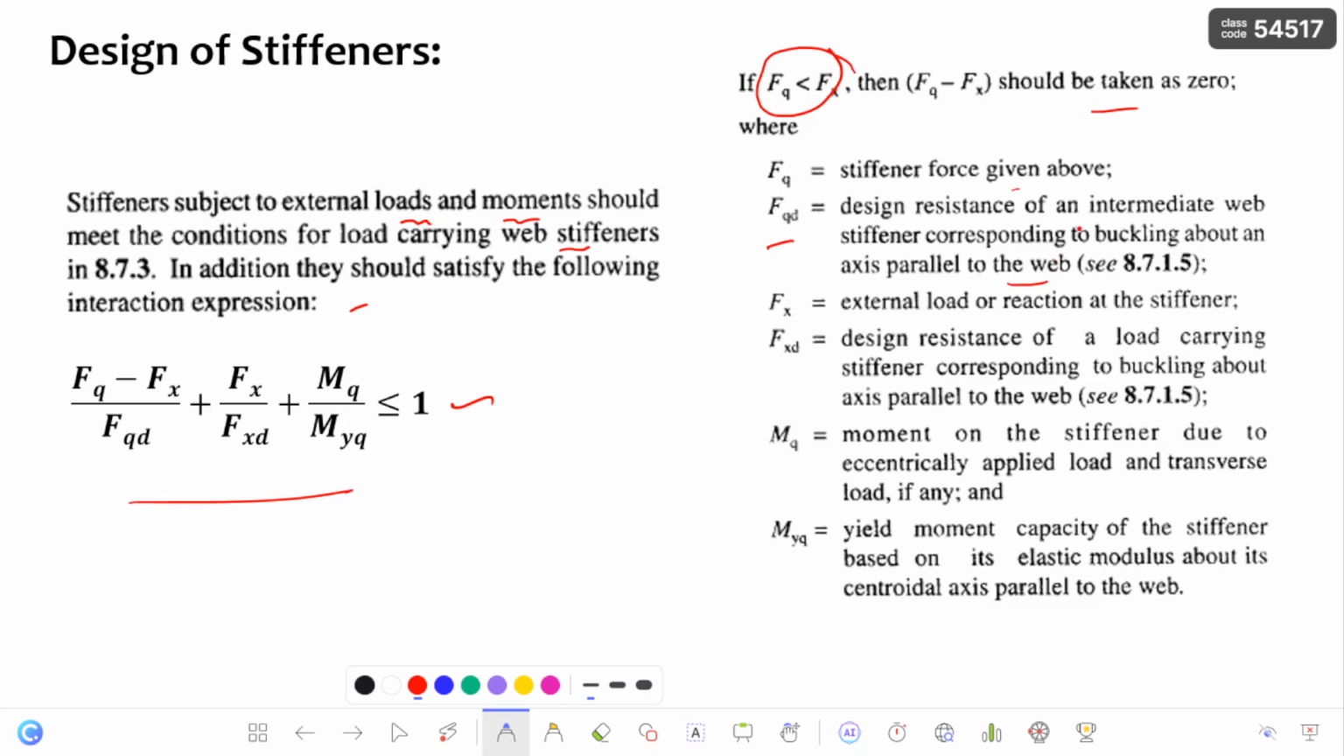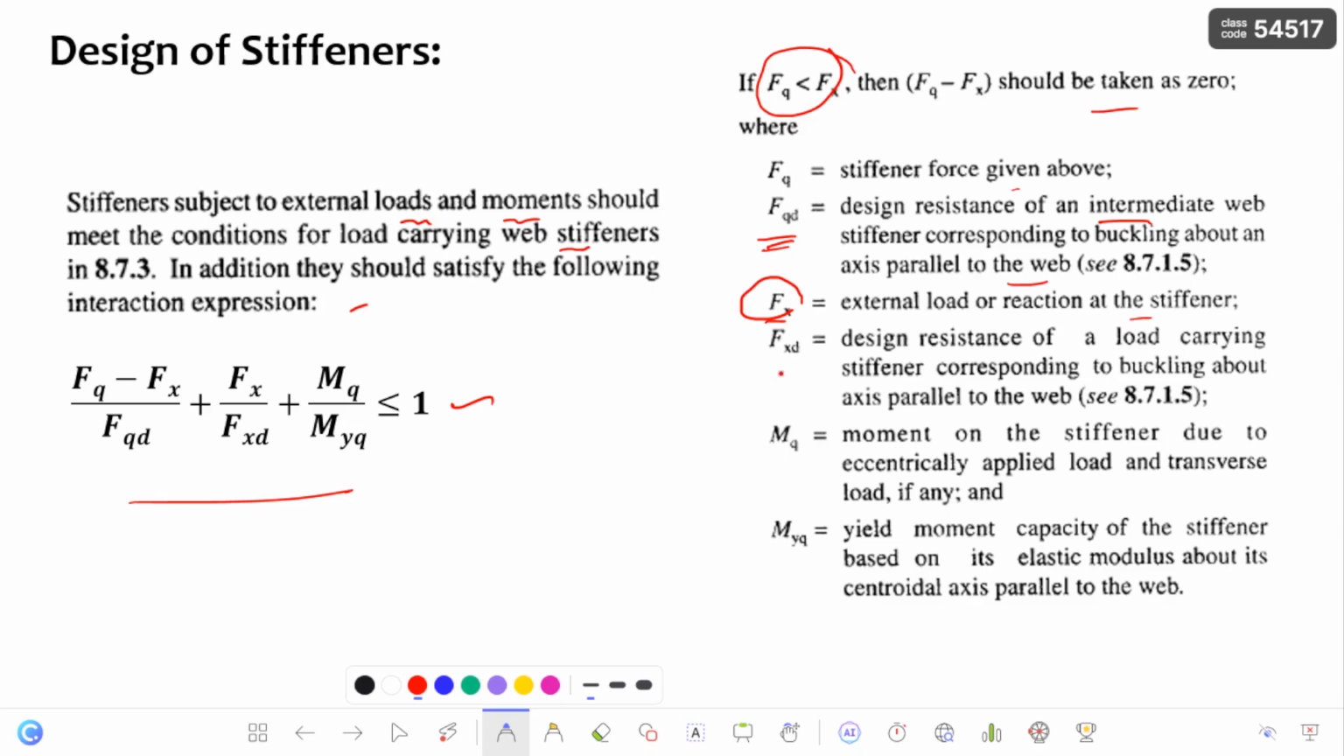In the initial slide only I explained regarding this, whatever the FQD. So this is regarding the intermediate web stiffener buckling strength. Now coming to the FX, it is the external load or reaction at the stiffener. So whatever the stiffener you are going to check for this interaction, at that location, the external load or reaction developed, that is nothing but the Fx.